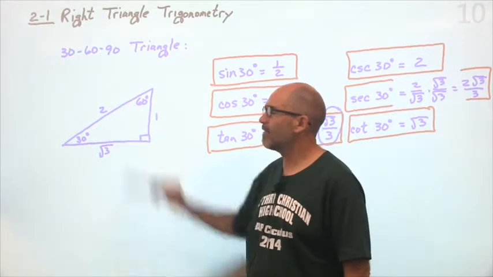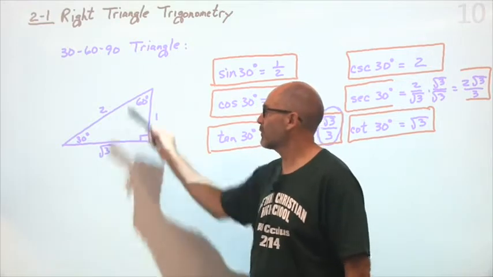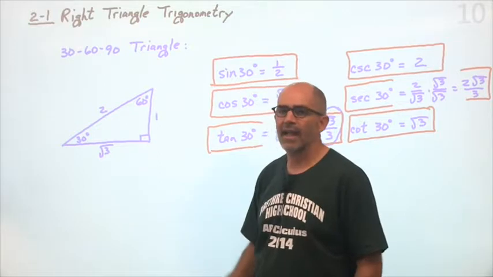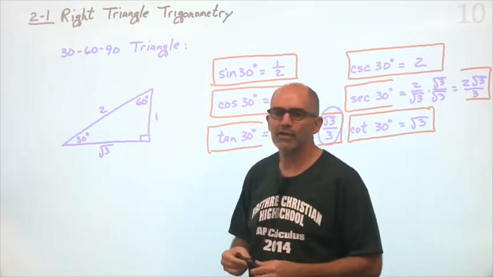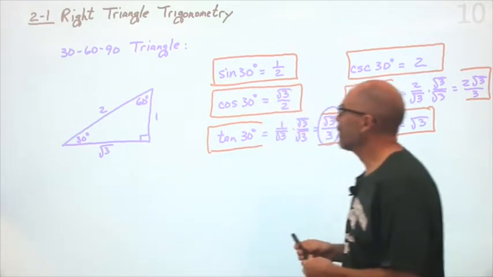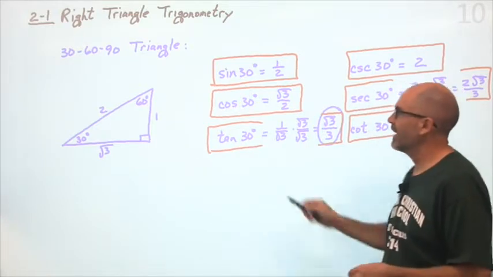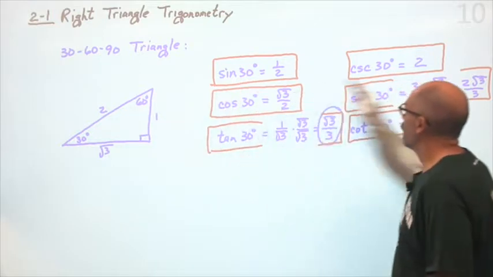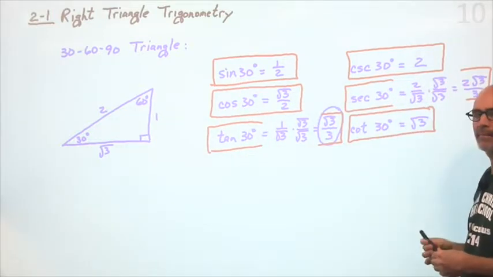of 30 is 1/2, and cosine of 30 is square root of 3 over 2, and tangent of 30 is square root of 3 over 3. And then you know the reciprocal functions as well. So that's the key thing, is memorize this triangle, and then you'll know all these functions.